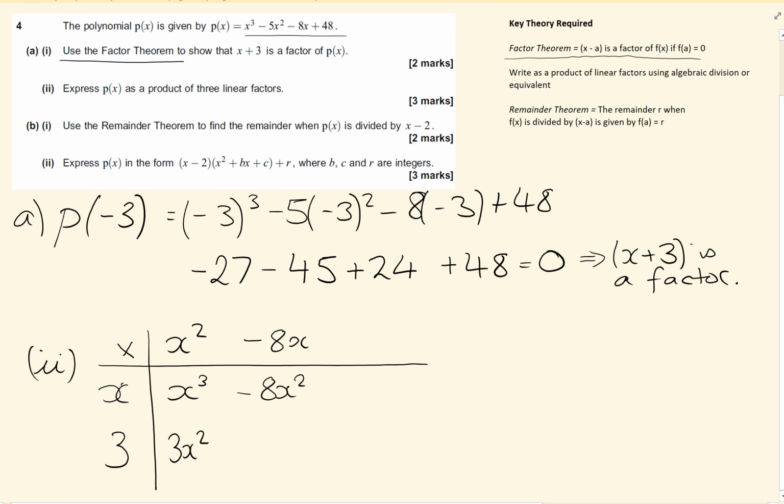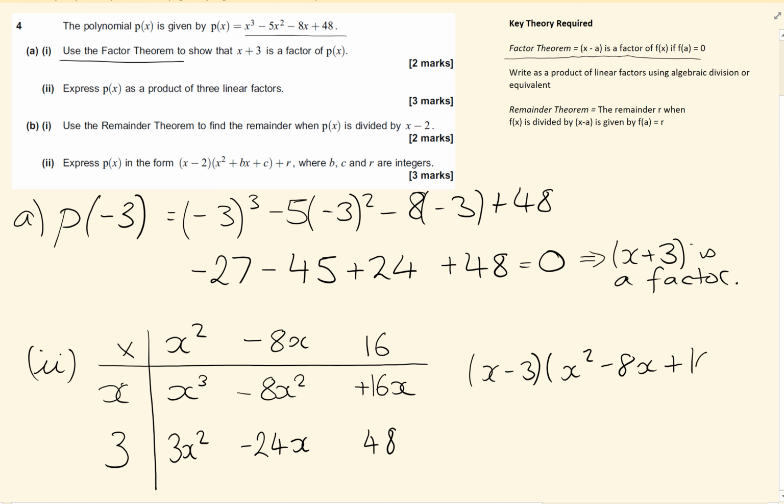Minus 8x times x is minus 8x squared. Minus 8x times by 3 is minus 24x. I don't want minus 24, I want minus 8. So I'm going to be adding on 16x. This means I'm going to have to times that one by 16. 16 times 3, hopefully, since it is a factor, is correctly 48. So I can say that I can do x plus 3 times by x squared minus 8x plus 16.